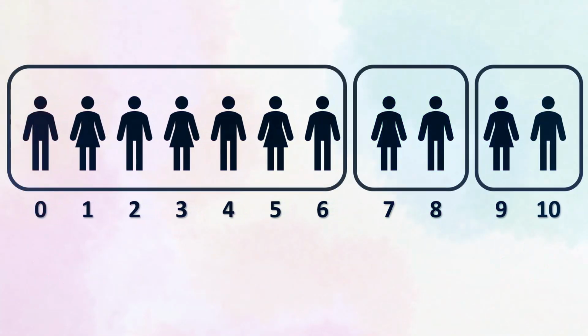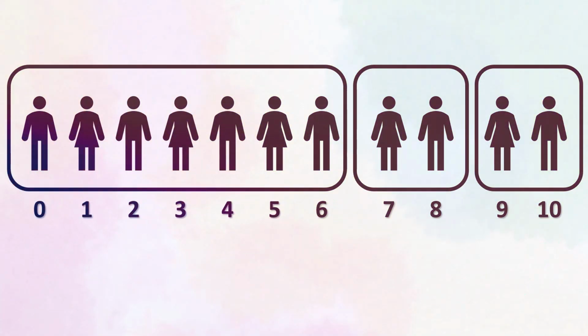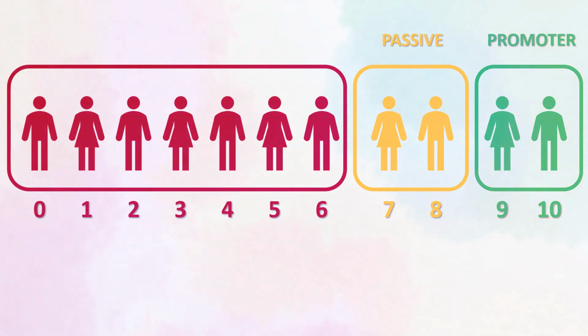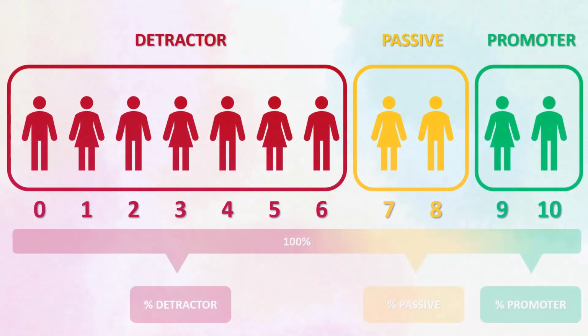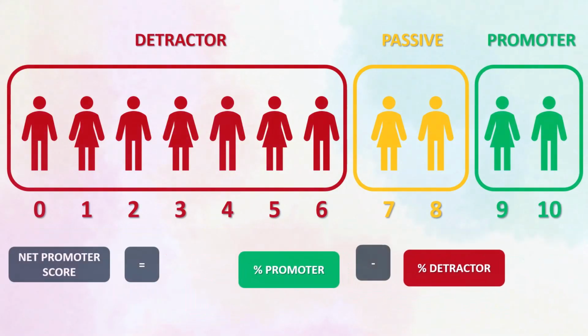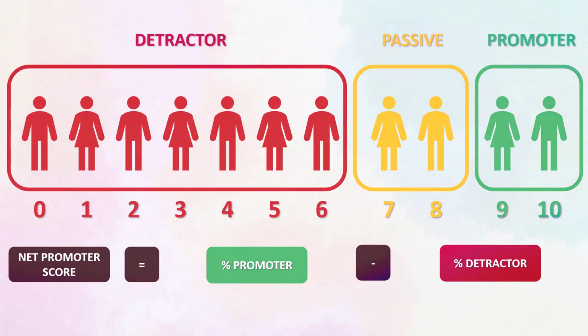From the collected data, first we need to categorize the collected scores into 3 groups. Promoters are those who give 9 and 10 points, passives give 7 and 8 points, and detractors give 0 to 6 points. Then we'll calculate the percentage of each group. The Net Promoter Score is derived by subtracting the percentage of the detractors from the percentage of the promoters.